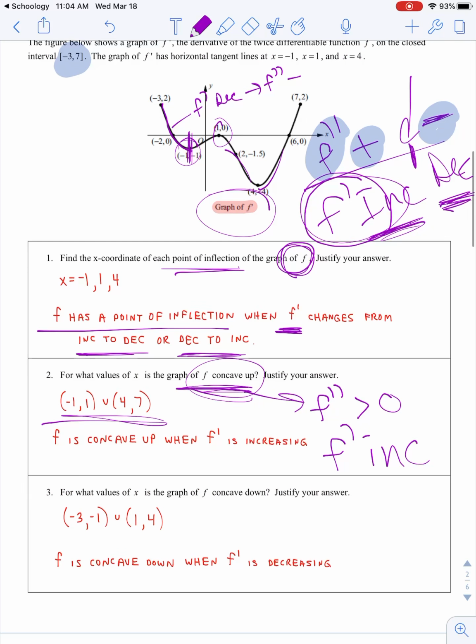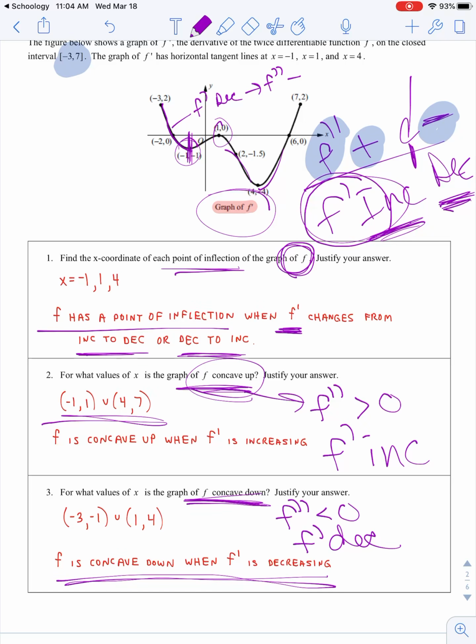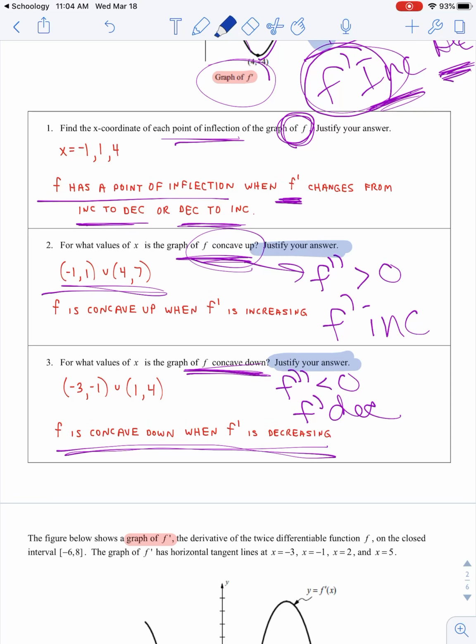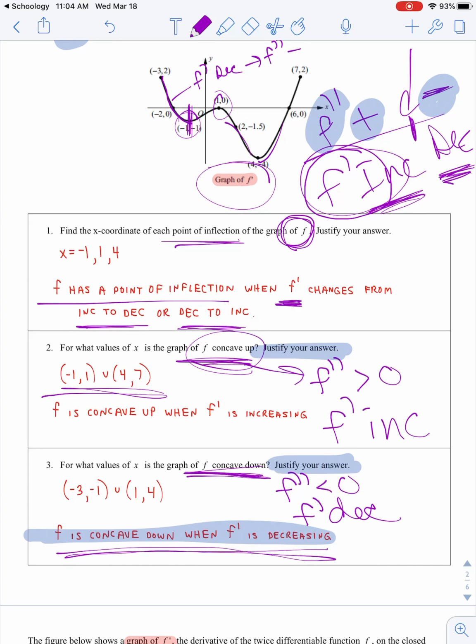Number 3 is asking for when the function is concave down, which means the second derivative is negative. We don't know what's going on with the second derivative. We know the first derivative has to be decreasing. So that's why these reasons are here. Take note, justify your answer. Justify your answer. You will not get points on the AP exam if you don't justify your answer. Okay, and we have to use the information we're given. We're given the first derivative, so our justification has to be using the first derivative.